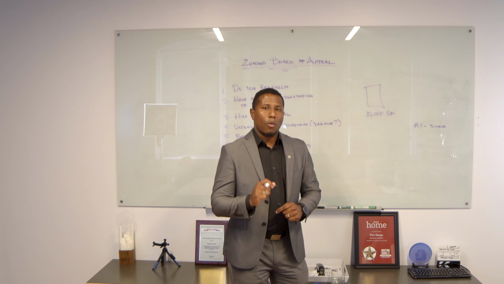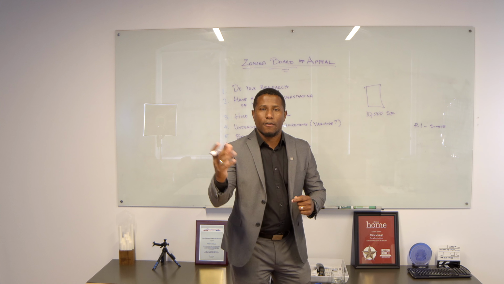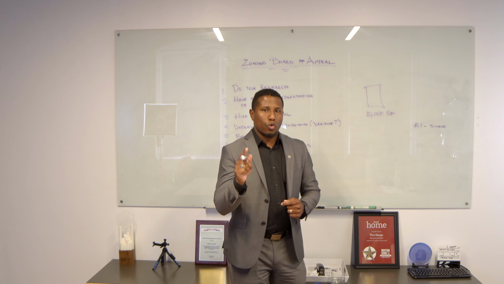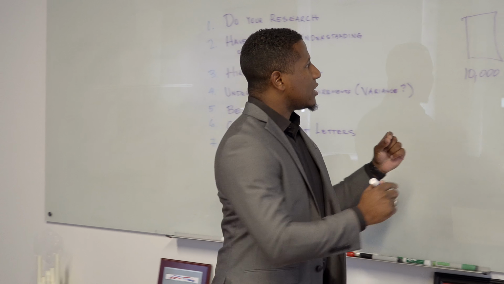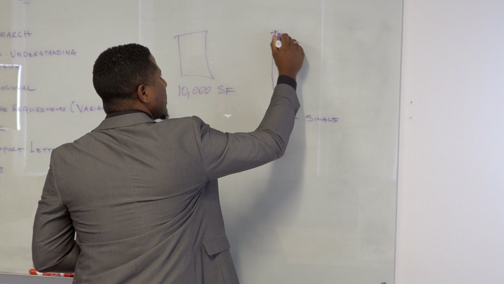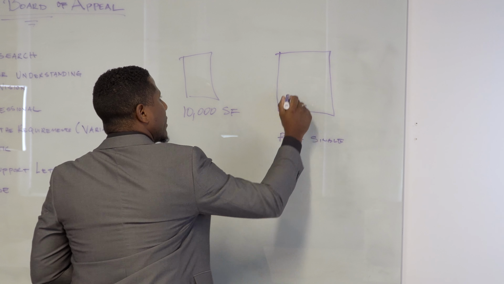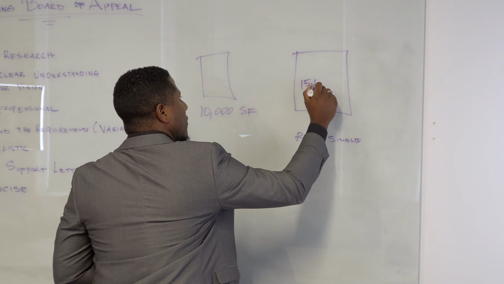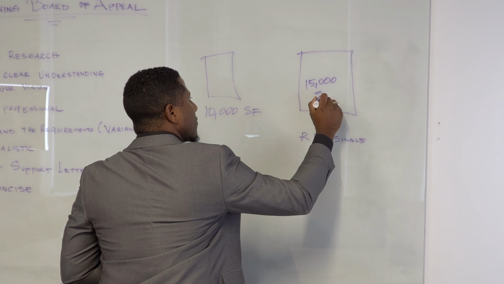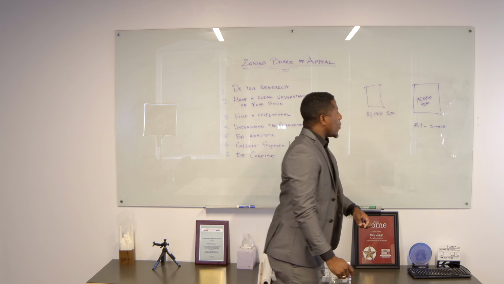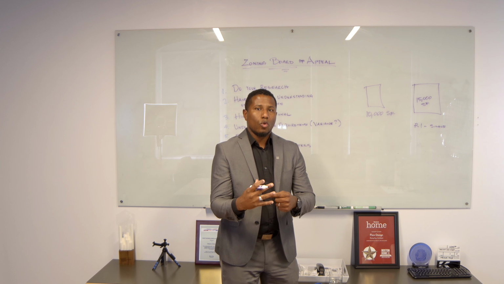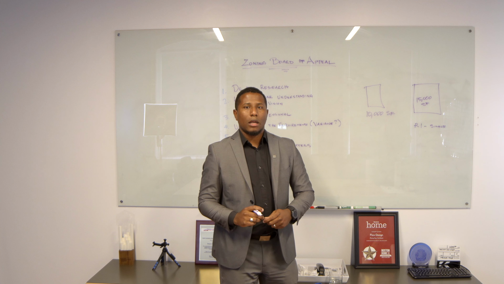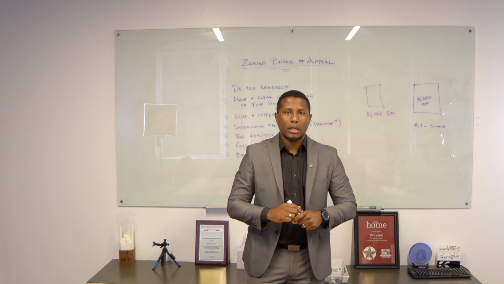But make sure you do your research. In that district, let's say the minimum requirement is 15,000 square feet. What that is telling you is that automatically you don't comply with the minimum requirements for that zoning district.